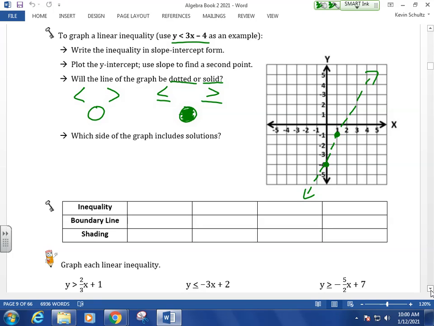And what that dotted line means is that any ordered pair that's on the line doesn't actually work in the inequality. Just like before, when we had x is less than 2, 2 doesn't actually work in the inequality, but everything less than that does. And that's why we had our open circle and going to the left here.